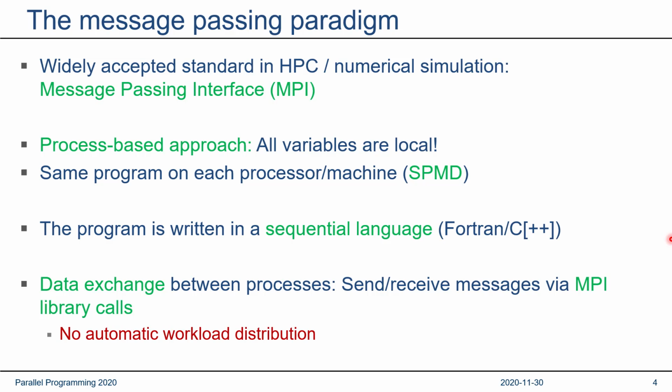Data exchange between running processes is done via sending and receiving messages using the MPI library. There's no automatic workload distribution. That's another difference to OpenMP. In OpenMP, if you have a simple loop, you can just write pragma omp parallel for and leave it to the OpenMP runtime and the compiler to do the work in parallel. There's no such thing in MPI. You have to do it all by yourself.